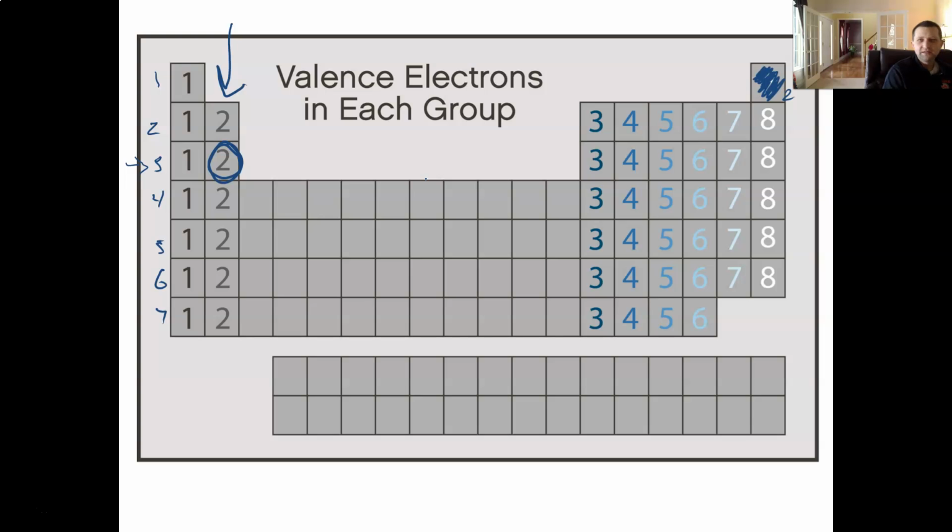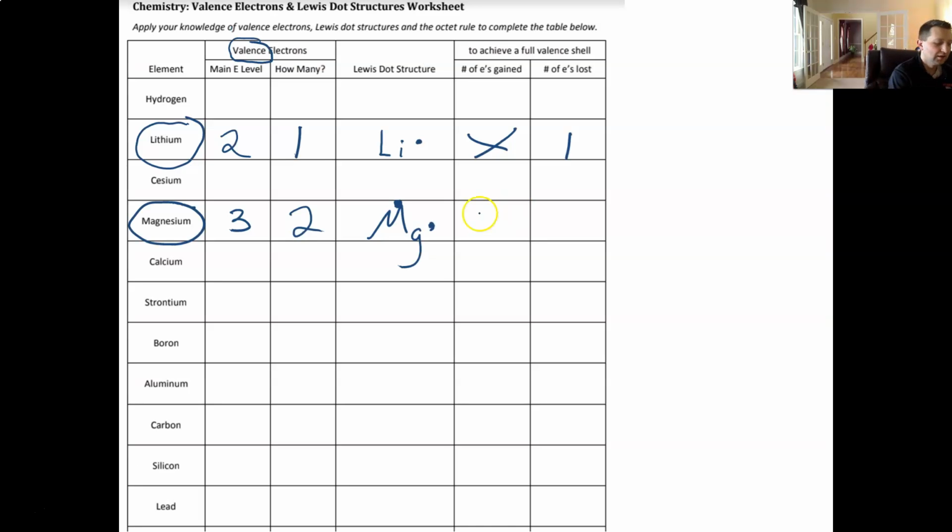Well, metals tend to lose electrons. I always say metals are losers. They lose electrons. They would prefer that. So magnesium is going to lose 2 electrons. If it loses this one and this one, all of a sudden it is just like the electron configuration for neon. So it is going to lose 2 electrons.